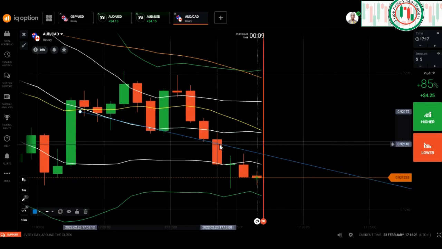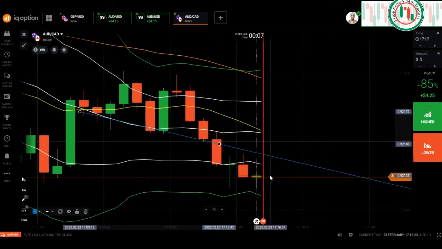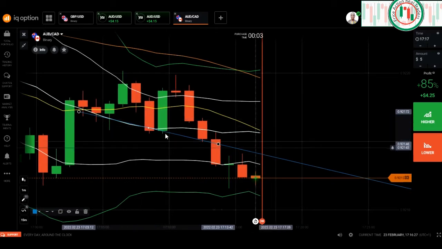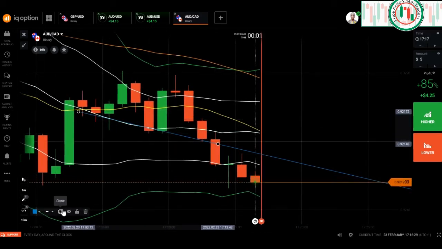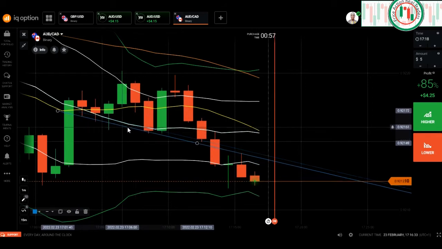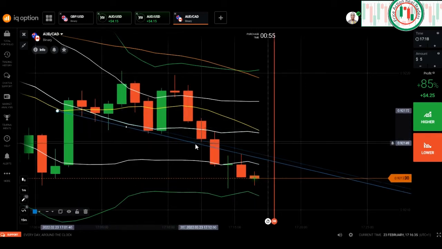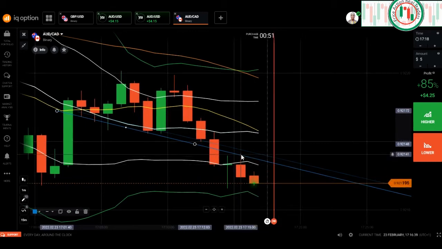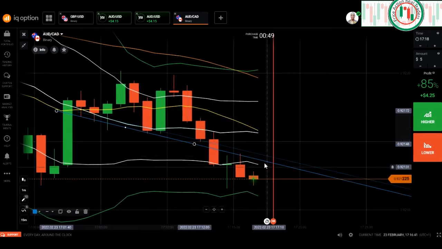Yes, this market has already touched the neckline. You see, the market rejected from the neckline.